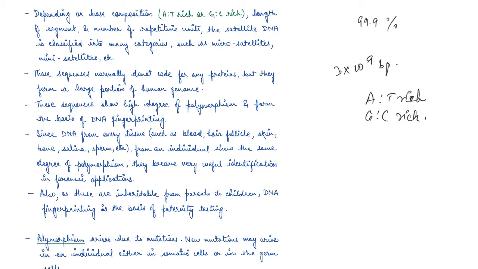Now, polymorphism arises due to mutation as well, right? New mutations may arise in an individual. It can happen in somatic cells, and it can happen in germ cells as well, right? If a germ cell mutation happens, it does not seriously impair the individual's ability to have offspring who can transmit the mutation. It can spread to other members of the population through sexual reproduction, right?